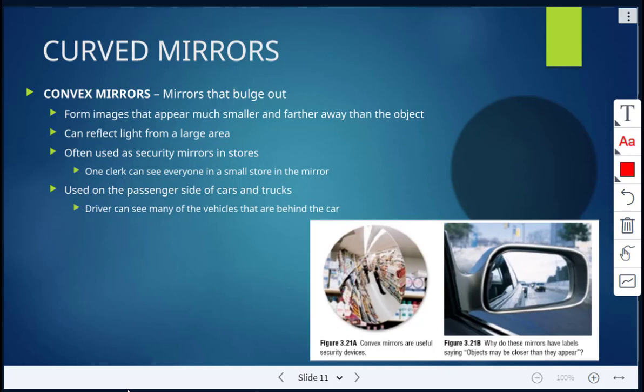So they are often used as security mirrors in stores. You may have seen them up at the top, like in corners of stores. Basically, one clerk can see everyone in a small store in the mirror. They are also used on the passenger side of cars and trucks, so the driver is able to see many of the vehicles that are behind the car. Here, useful as security devices in stores. Here, as a side mirror.